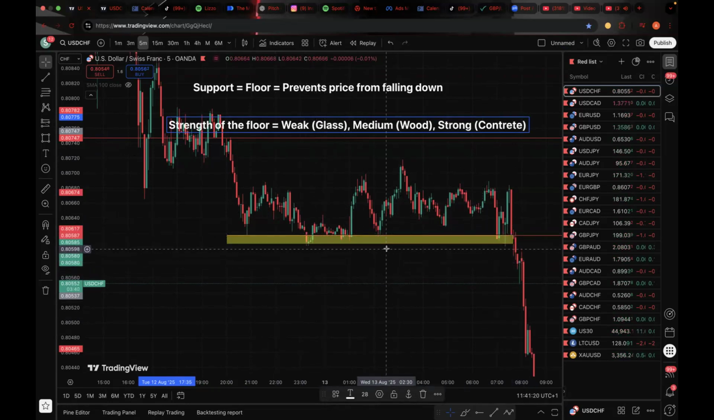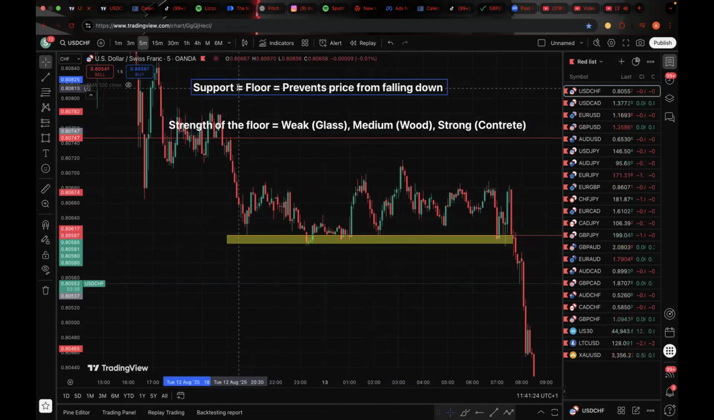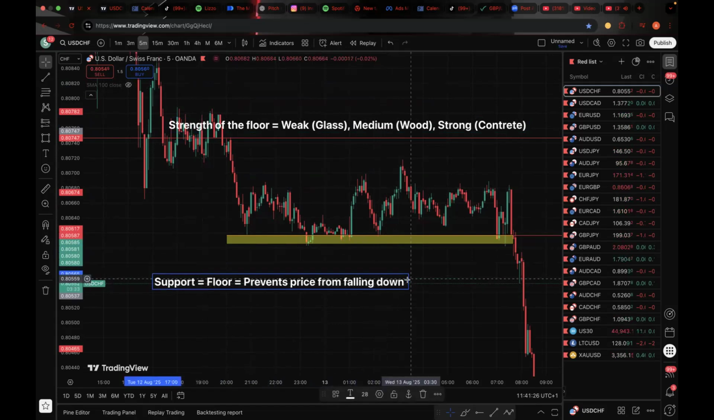So that is basically it. Then what is resistance? Let me bring this one down here. Just invert it. The idea you have of support, invert it. Turn it upside down.